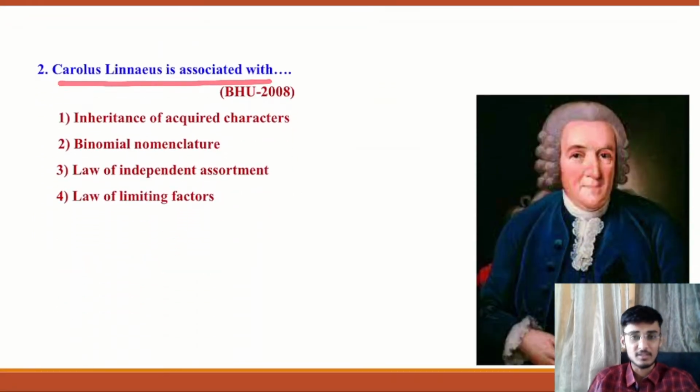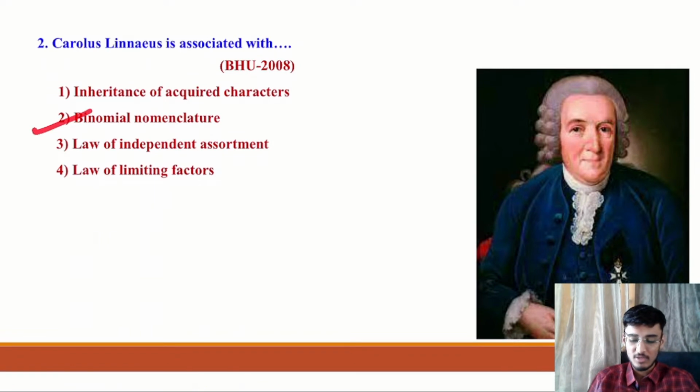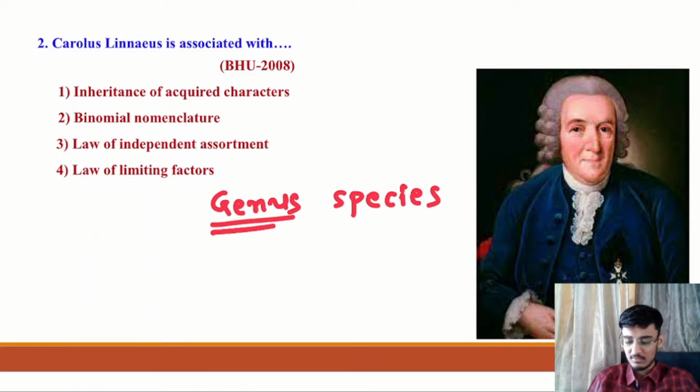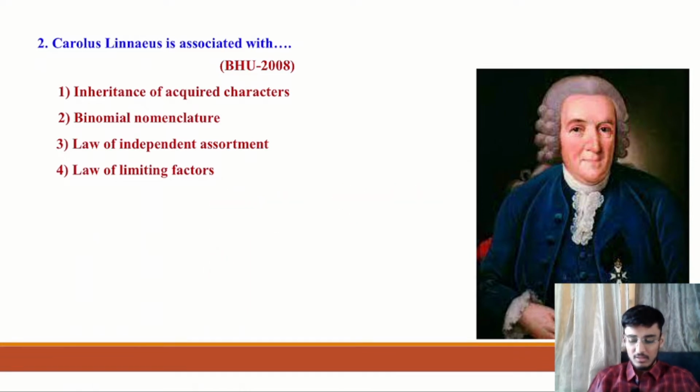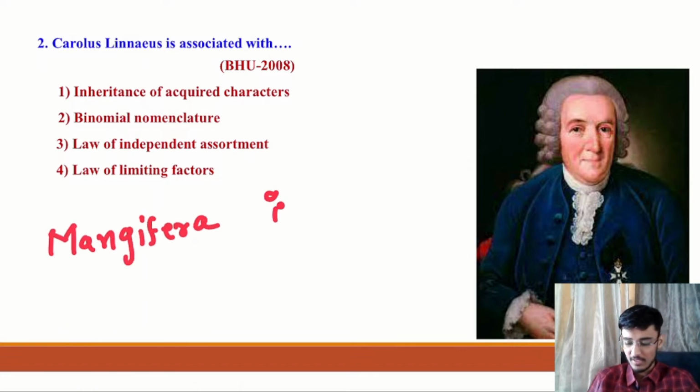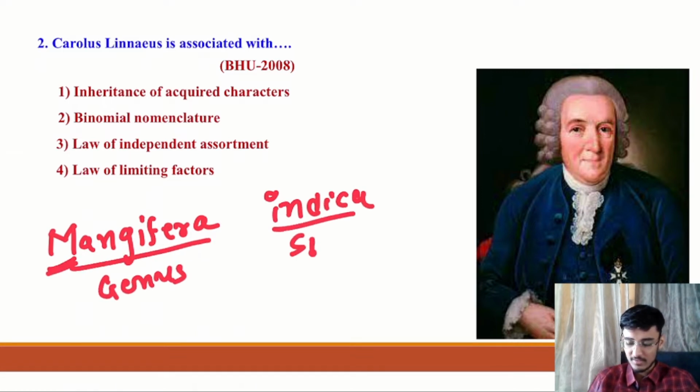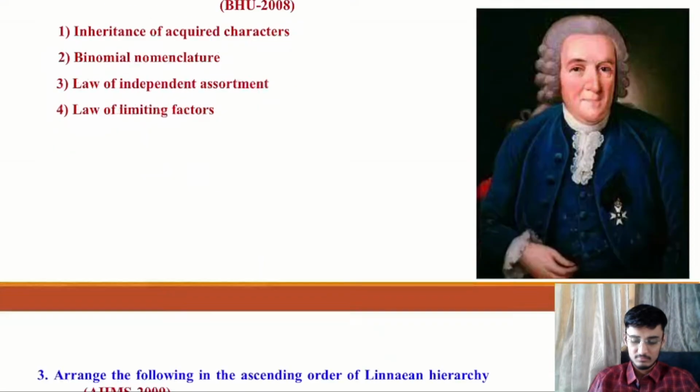Carolus Linnaeus is associated with binomial nomenclature. Binomial nomenclature, as the name indicates, has two names. The first name is called genus, and the second name is called species. In the genus, the first letter is capital, and in the species, the first letter is small. Example: Mangifera indica. You can see Mangifera is called genus and indica is called species. So M is capital here and i is small.